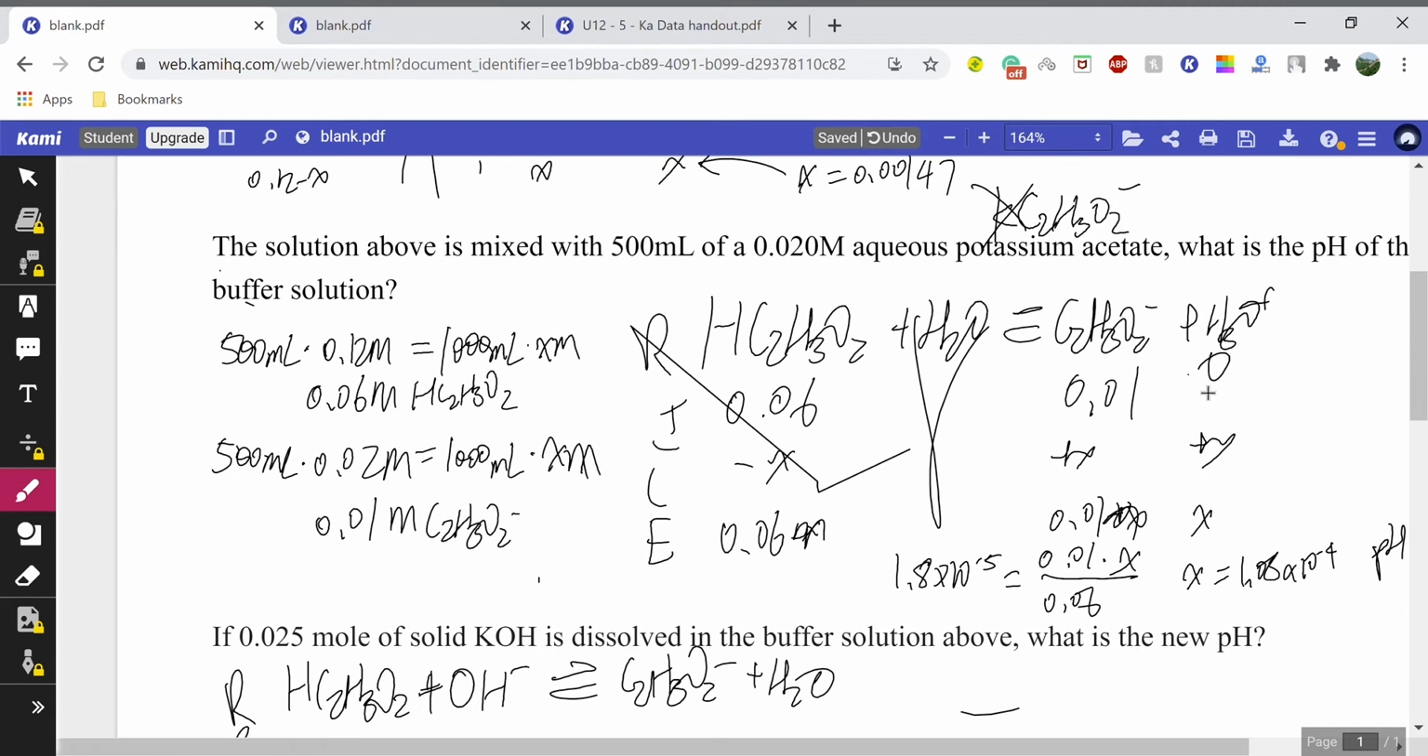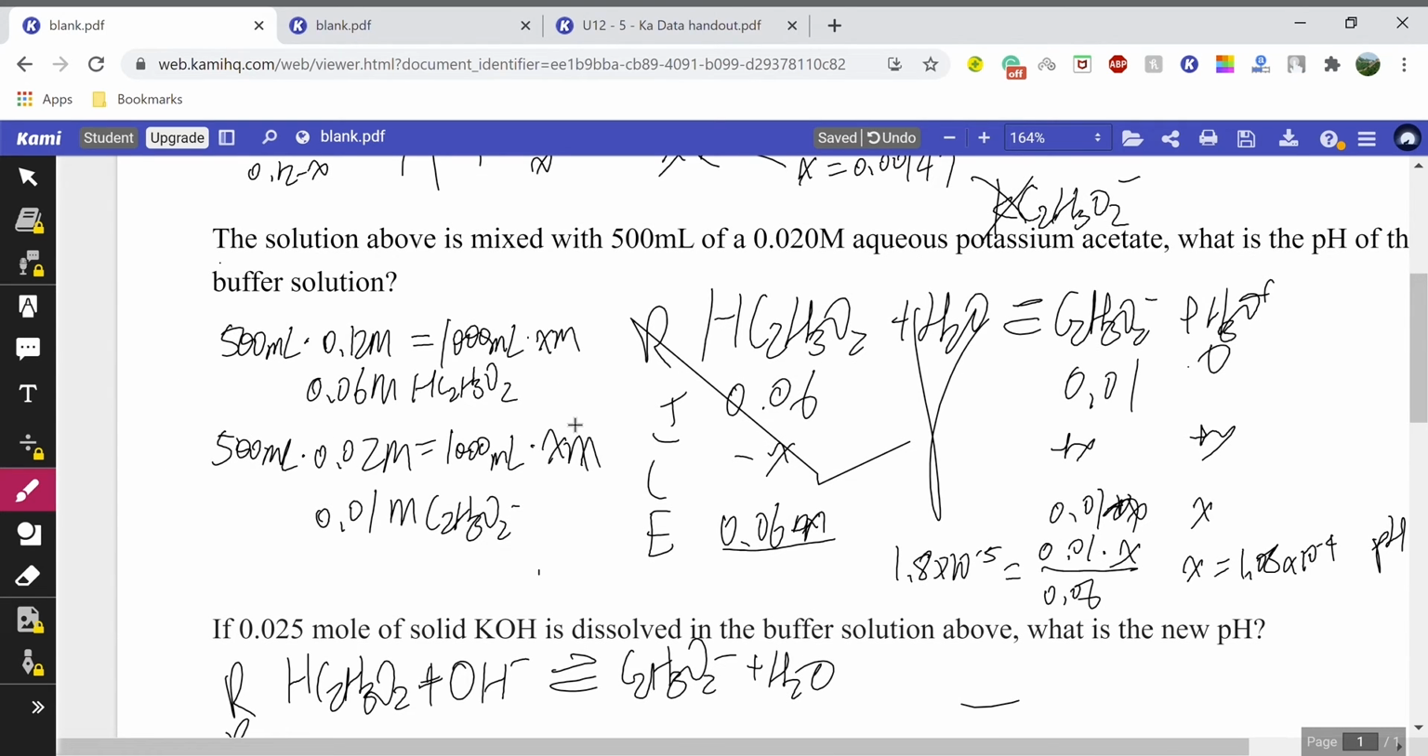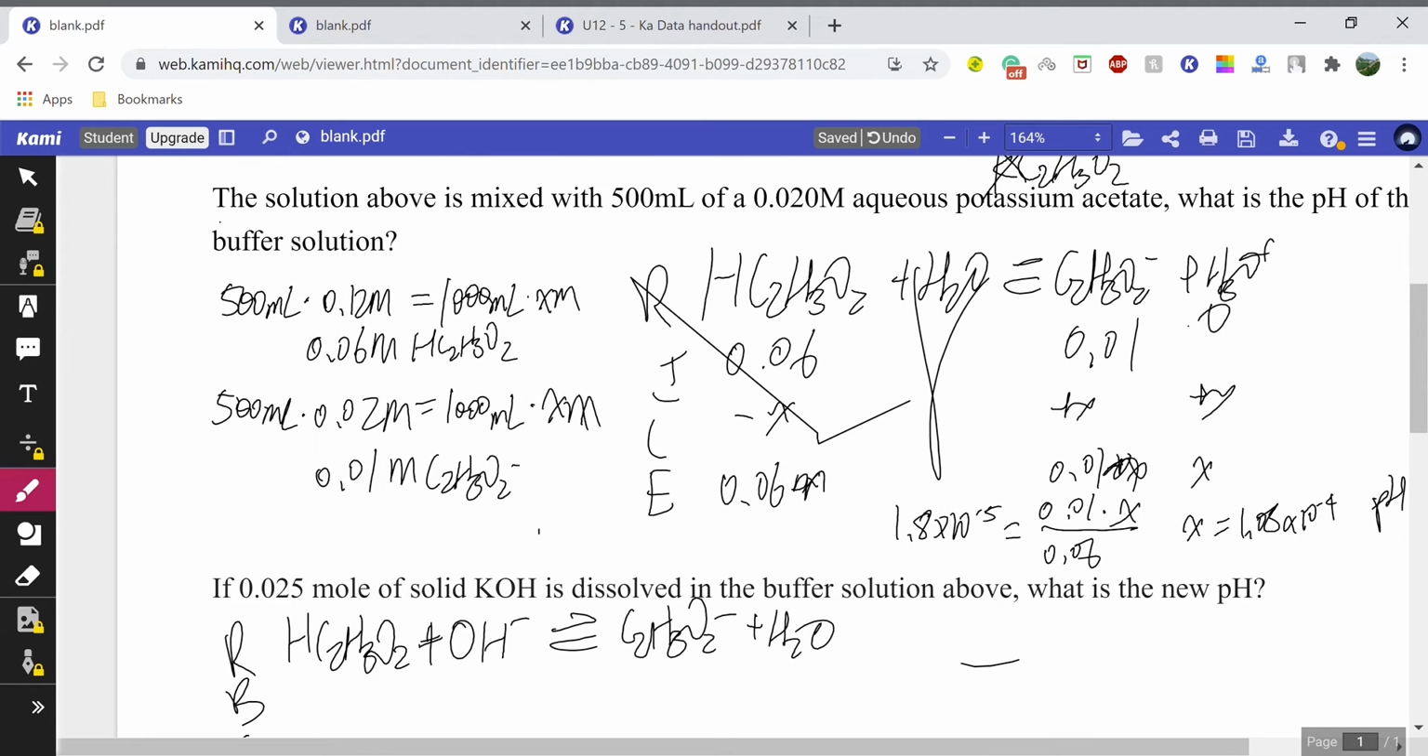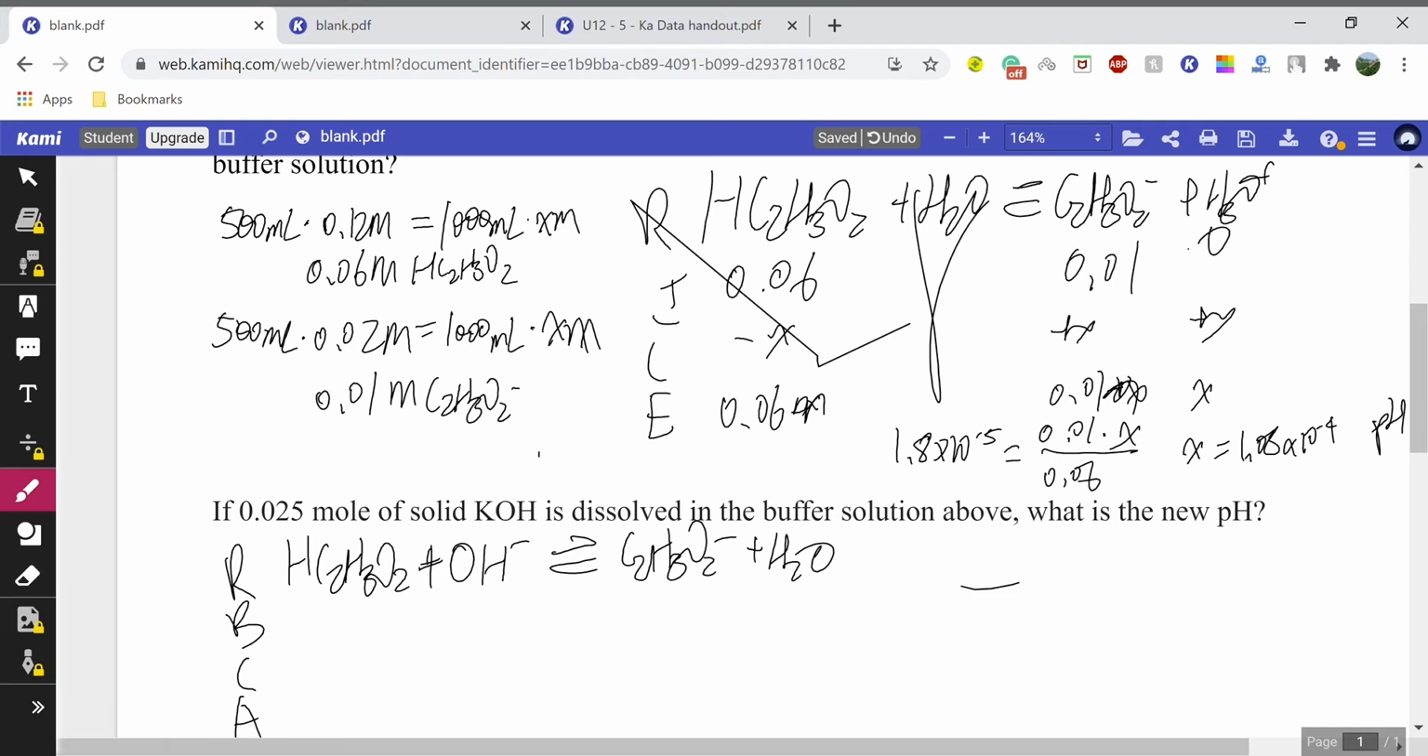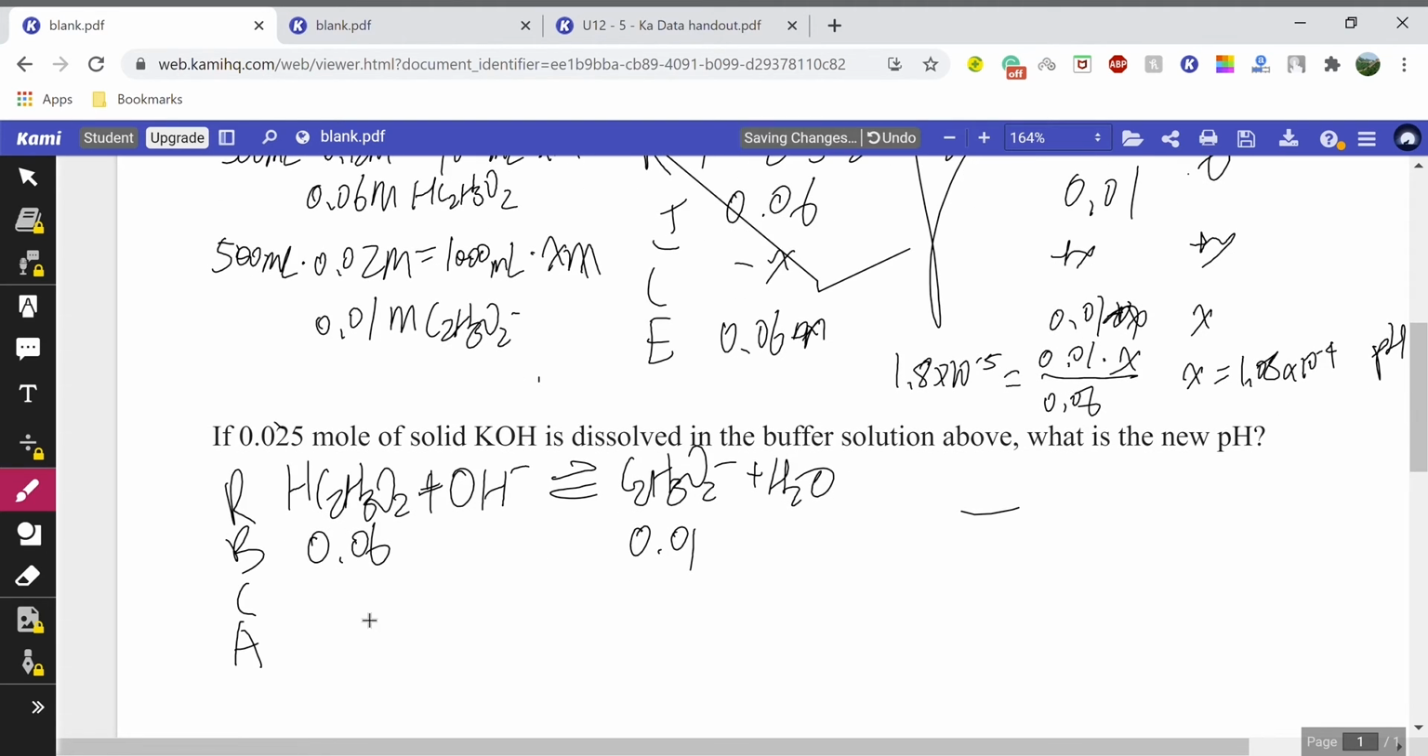Now fortunately, we ended up with one liter, right? So all of these moles, so let's use 0.06 for this, and 0.01 for C2H3O2. So it's going to be 0.01. Now OH minus, we have 0.025 moles. And it's also going to be 0.025. Notice all of these are in moles, right? Why are these in moles as well?